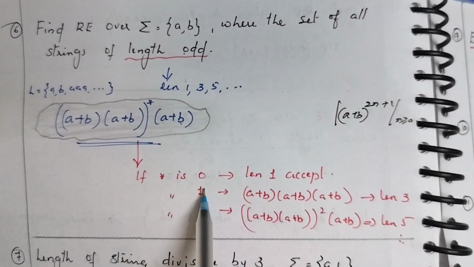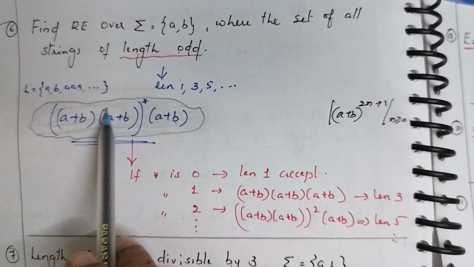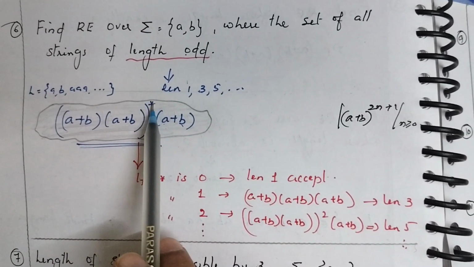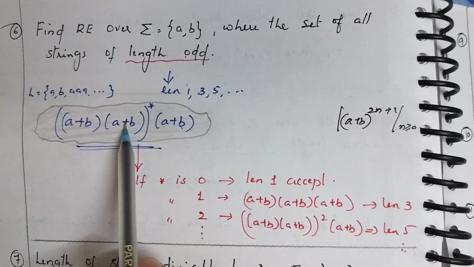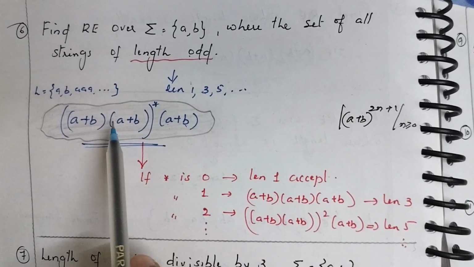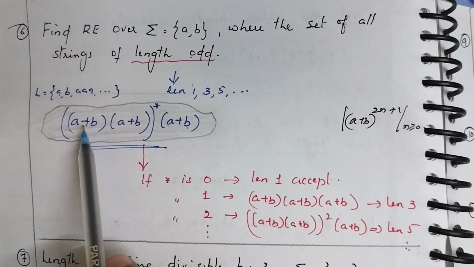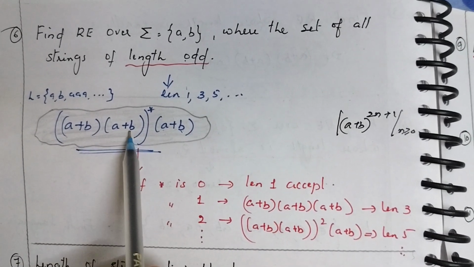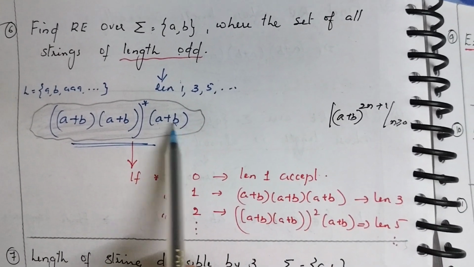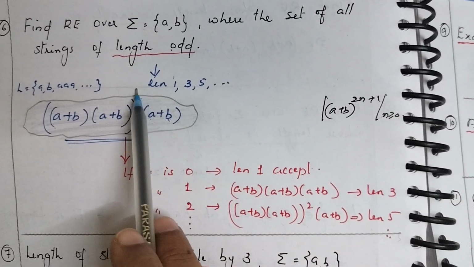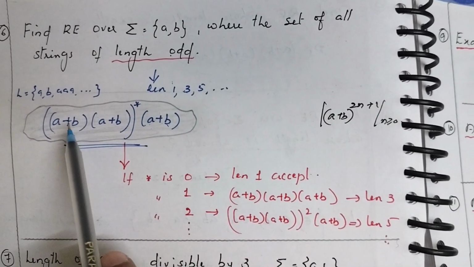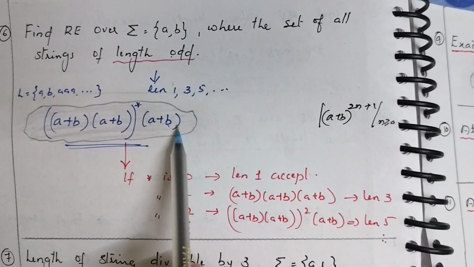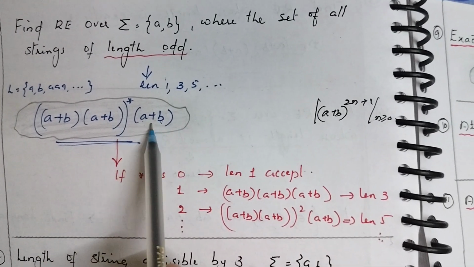So when the star is 0, all of this becomes epsilon, nothing will be there, so only a or b. If it becomes 1, a or b, a or b, a or b, that is length 3. If it becomes 2, that is 2 times (a+b), which is 4 times a or b, then one more a or b, that is 5: the set of all strings of length 5. If it becomes 3, that is (a+b) 3 times, so a or b six times, that is 6, then one more a or b, that is 7: the set of all strings of length 7.